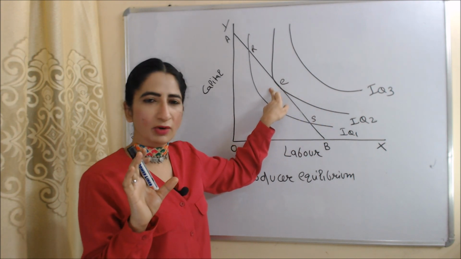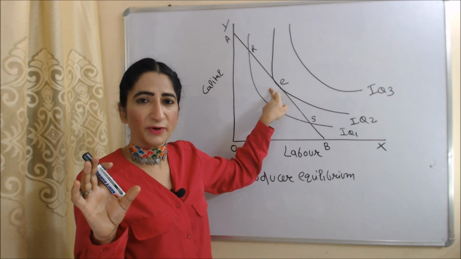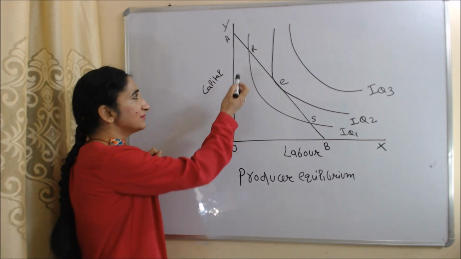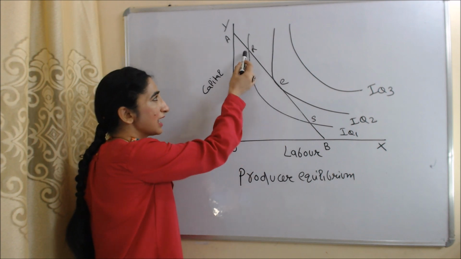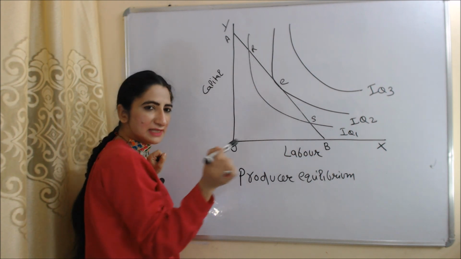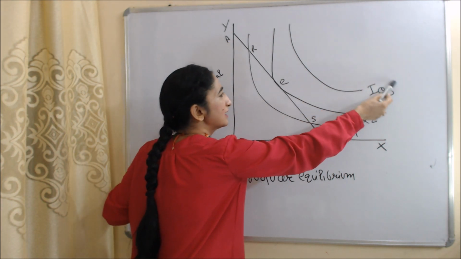So at this E point all conditions of producer equilibrium are satisfied. So we can say that this E point will be called the producer equilibrium point. We cannot establish our equilibrium at points R and S, because R and S are on a lower isoquant, and a lower isoquant gives us less output. We cannot establish our equilibrium on this higher isoquant.